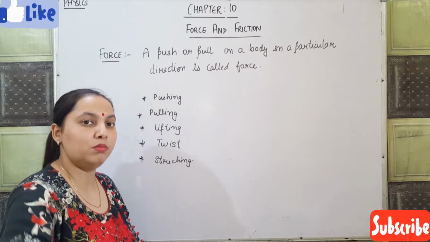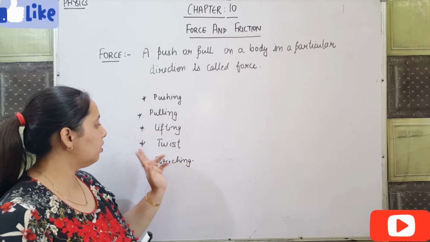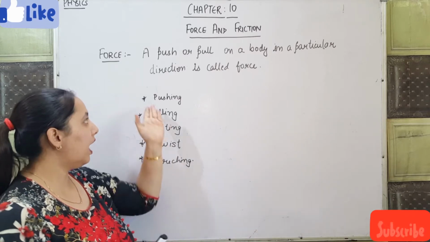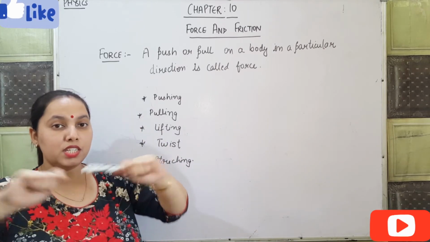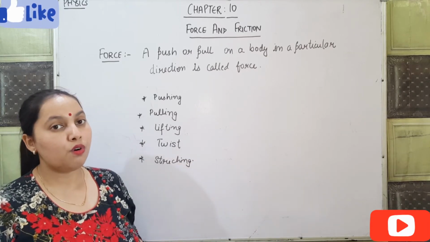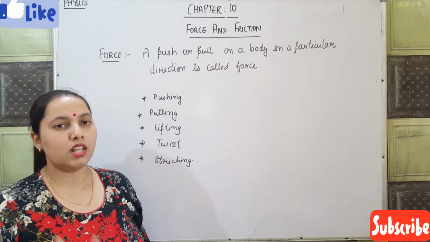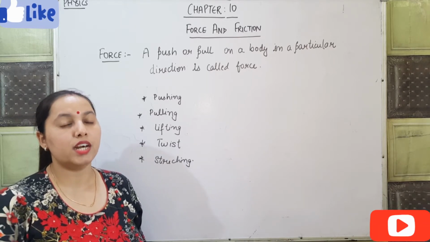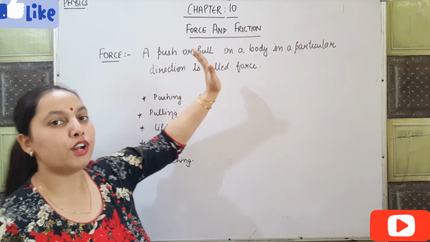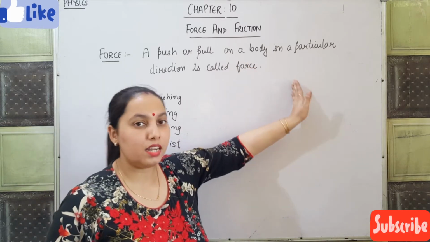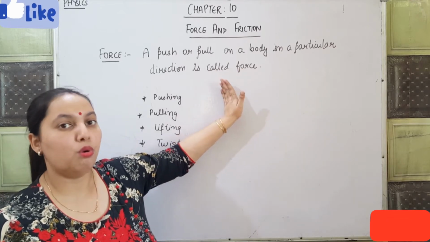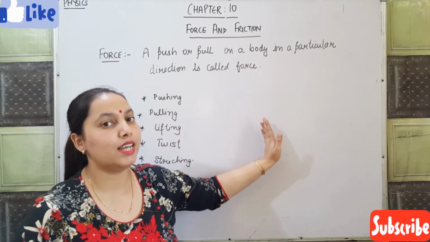So I am moving that object by applying force. While I am twisting it, I am applying force. I am stretching a rubber band. Stretching a rubber band is also force. There are so many conditions where we are using force. So basically, force is a push or a pull on a body in a particular direction. We apply force to move bodies from their rest position.